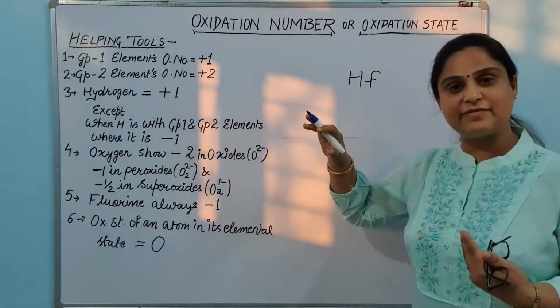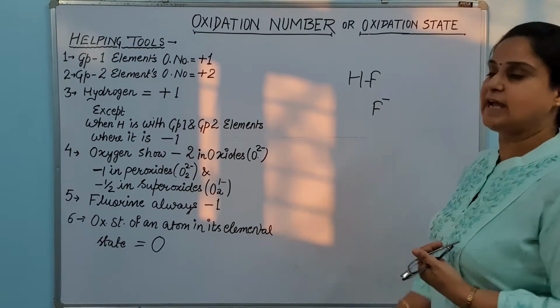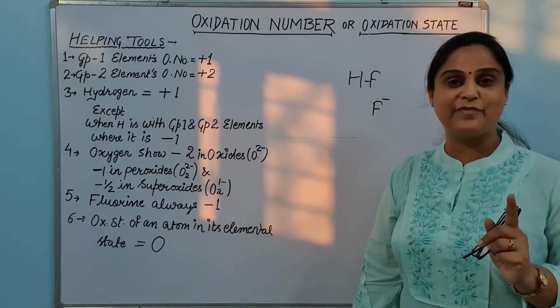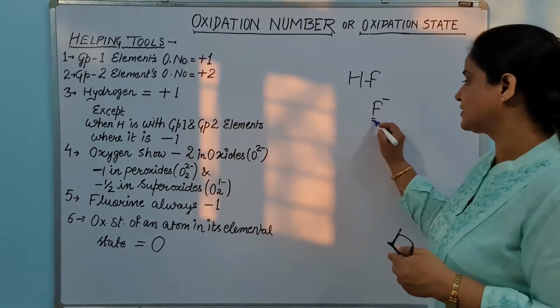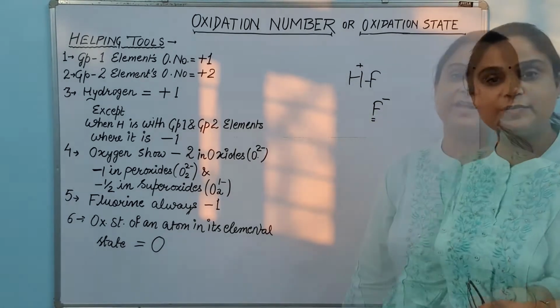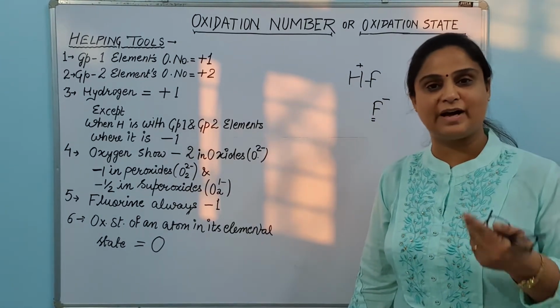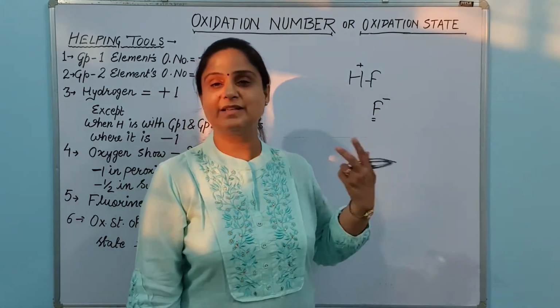So what is left out? If I am removing F, it will come out as F minus, because the tendency of fluorine is to gain the electron. That is why it will come out as minus, and what will be left of the hydrogen? It will be left as H plus. So this is the oxidation state of hydrogen. But it is not easy to assess the oxidation state in this random way.